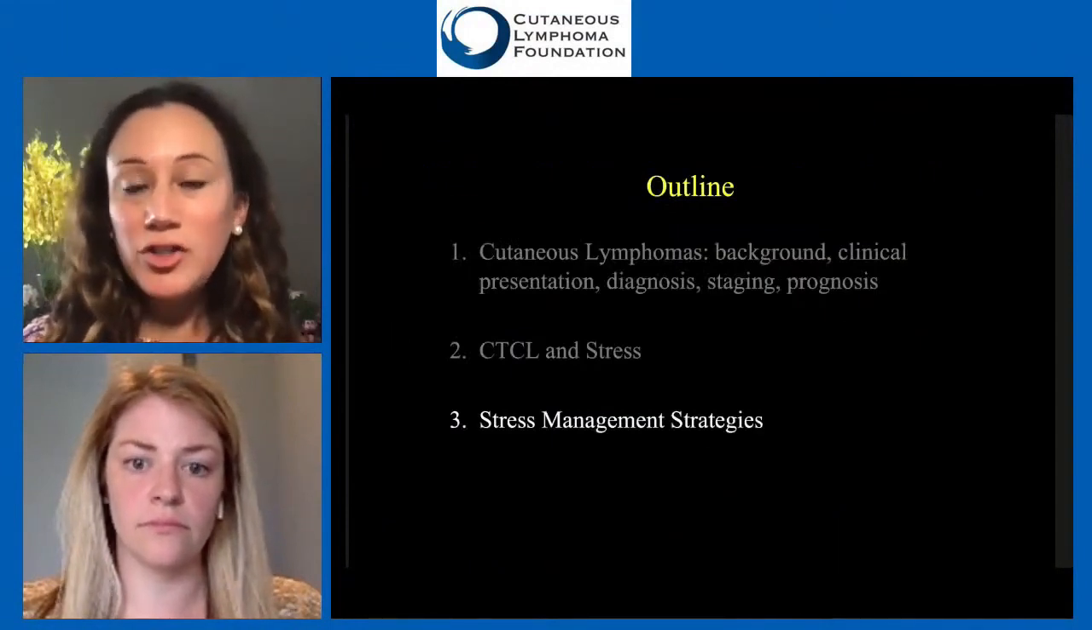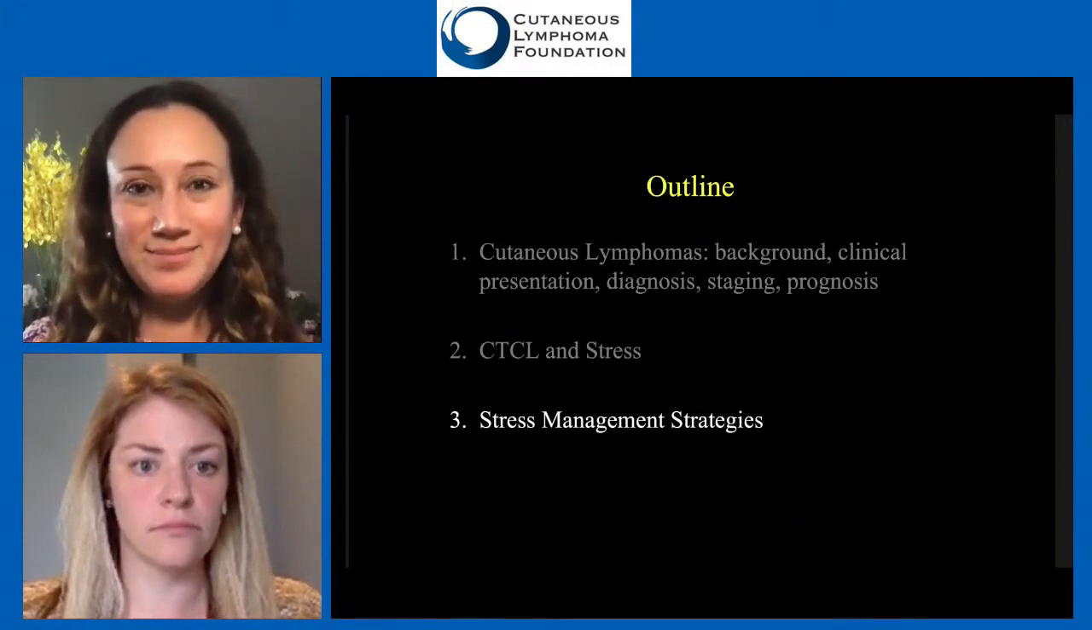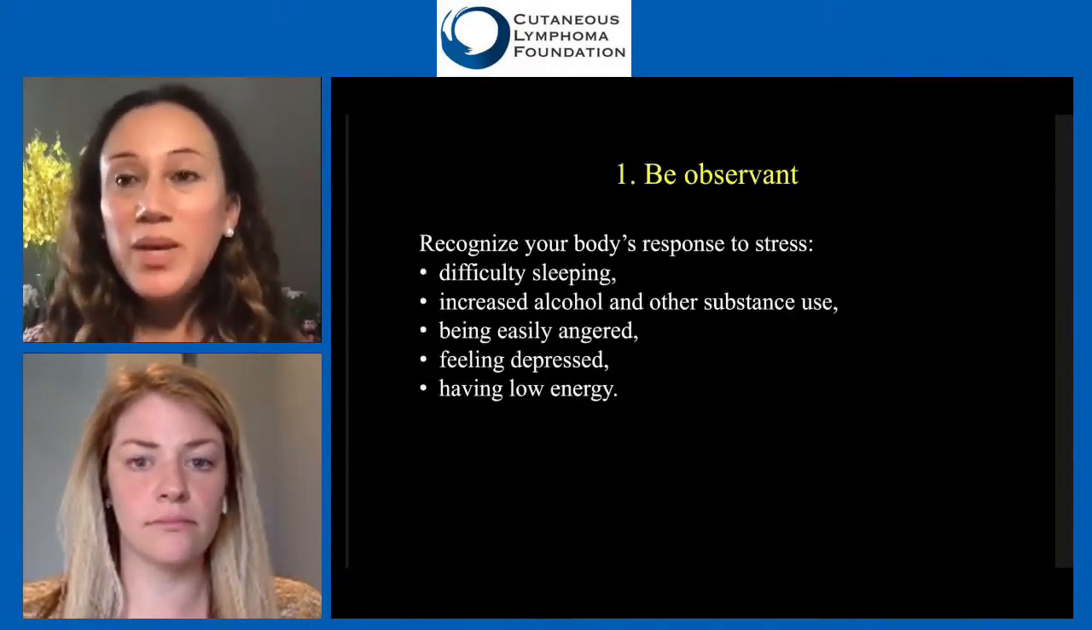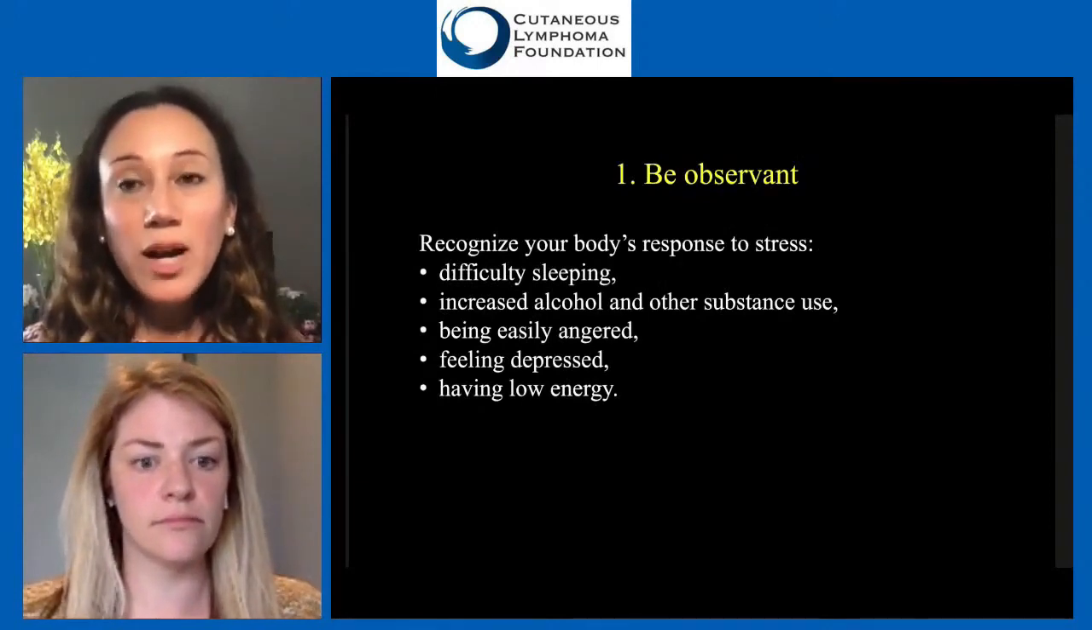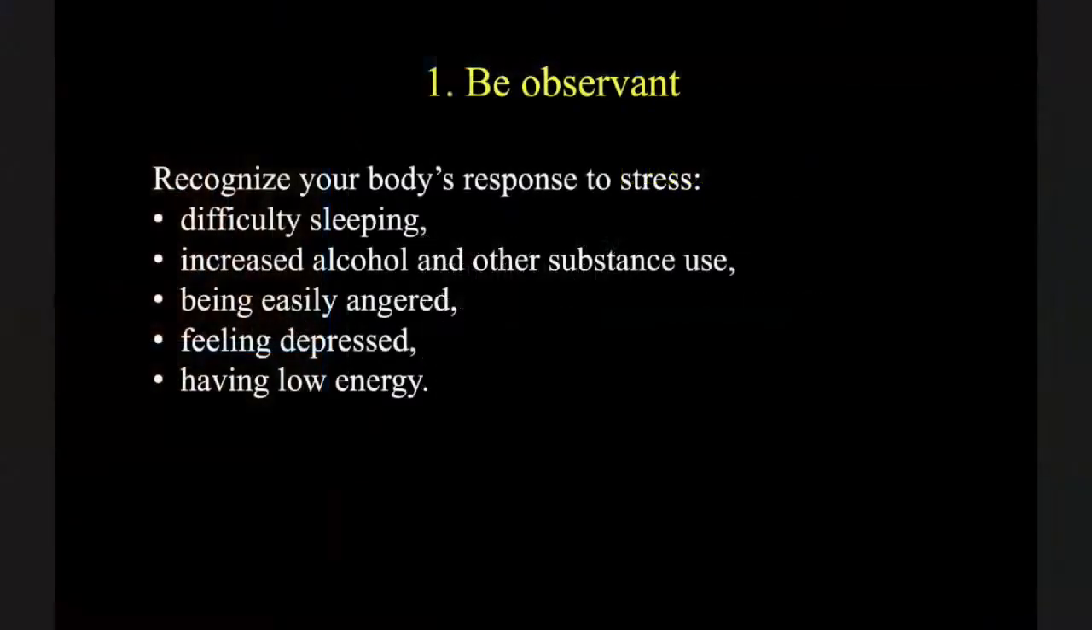So now we're going to talk about stress management strategies. So number one, be observant. It is important to recognize your own signs of stress or the signs of stress in your loved ones. Some people respond to stress by having difficulty sleeping. Insomnia is a common sign of stress. Others may have increased alcohol and other substance use. Being easily angered, feeling sad or depressed, feeling fatigue, having low energy levels are signs of stress. But stress presents differently in each person, so it's very important to be observant.